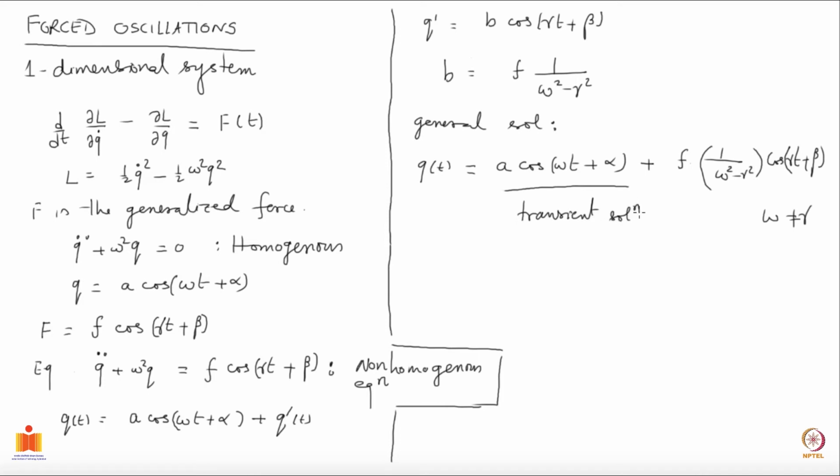Okay, but this is not valid when gamma, the frequency of the external agency, is the same as the natural frequency of the system. It looks like this solution blows up, so it is not valid here. So we'll next look at the problem near resonance. When gamma is the same as omega, we say we have resonance. That's what we want to look at now.